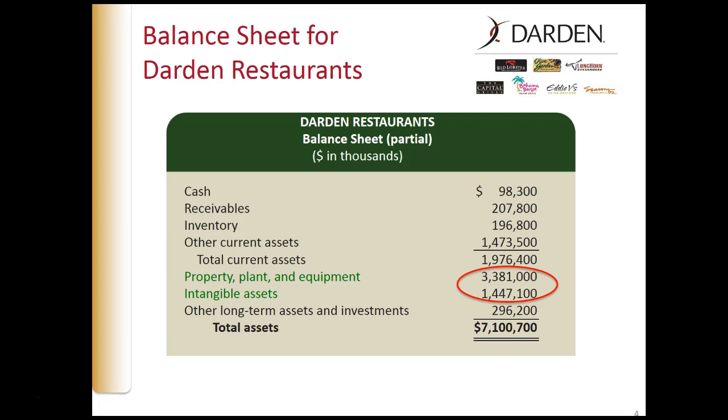Long-term assets often represent a significant portion of the total assets of a company. This slide presents a breakdown of the total assets for Darden's Restaurants, a publicly traded company that owns and operates various restaurant chains like Olive Garden, Longhorn Steakhouse, and Bahama Breeze. Note that current assets represent only 28% of total assets, but long-term assets make up the remaining 72%. Accounting for long-term assets, both tangible and intangible, is important, and that's the focus of what we're going to talk about in this chapter.